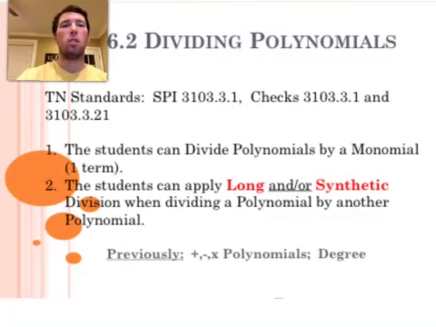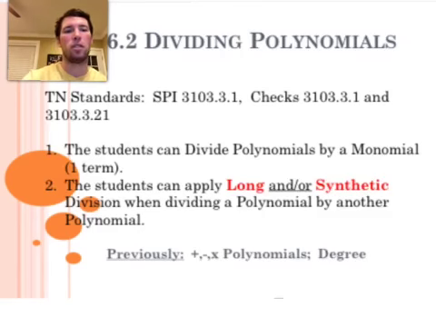Alright everybody, welcome to 6.2 Dividing Polynomials. Hopefully you've survived the first section. That's down here at the bottom. Previously we added, subtracted, and multiplied polynomials. We learned about degree too. Some of these things you've already seen before, but it was just kind of a rehashing of those topics.